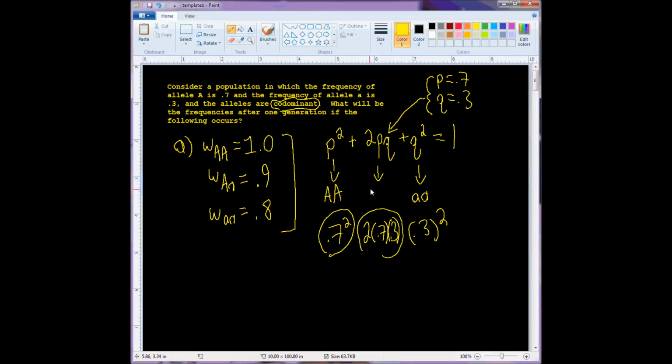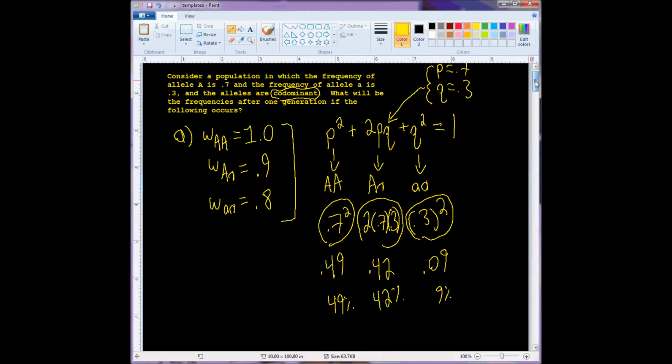So now we have our genotype frequencies for homozygous big A, heterozygous, and homozygous little a. We can just do the math here. This is going to be 0.49, this is going to be 0.42, and this is going to be 0.09. So 9% of the population is homozygous little a, 42% is heterozygous, 49% is homozygous big A.